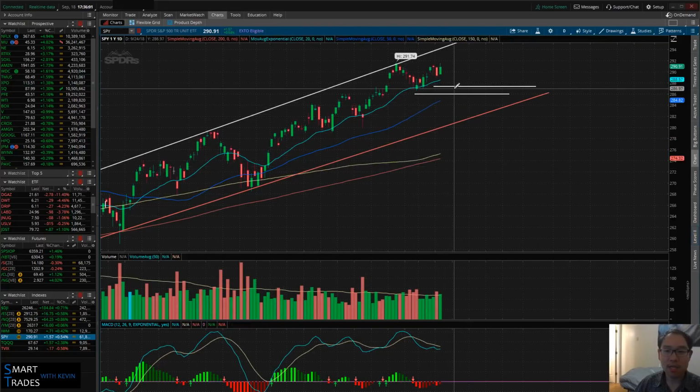You guys can see these support lines. The near-term support is at 287.56. The resistance continues to be around the 294 area.